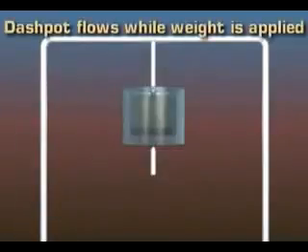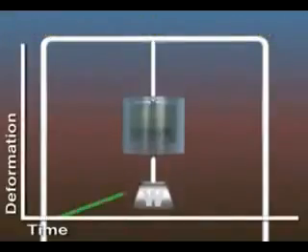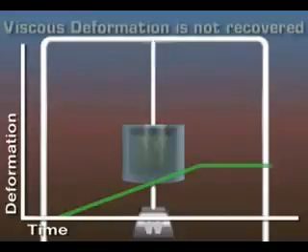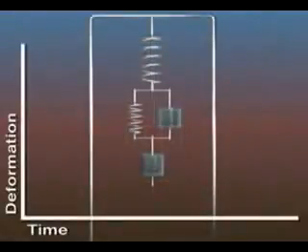The third component of the model is the dashpot. The dashpot flows while the weight is applied to the system. When the weight is removed from the system, none of the viscous component is recovered. To fully understand the model, the three components must be superimposed.